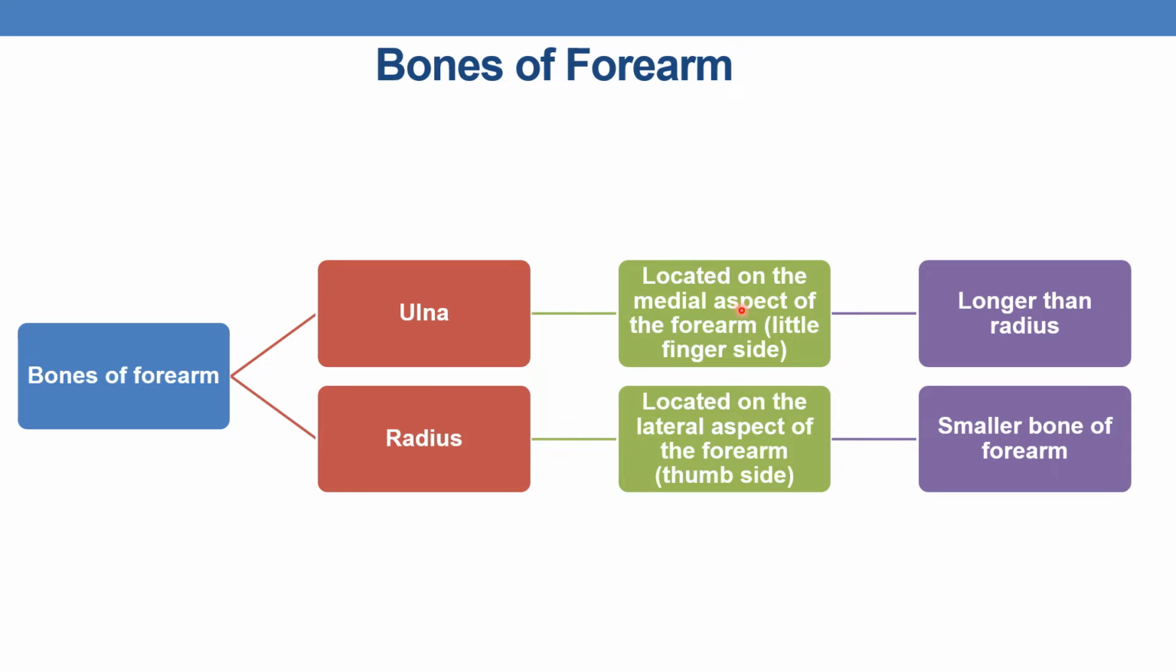Ulna is located on the medial aspect of the forearm, that is towards the little finger side, and it is longer than radius. Whereas radius is located on the lateral aspect of the forearm, that is towards the thumb side. And radius is the smaller bone of the forearm.